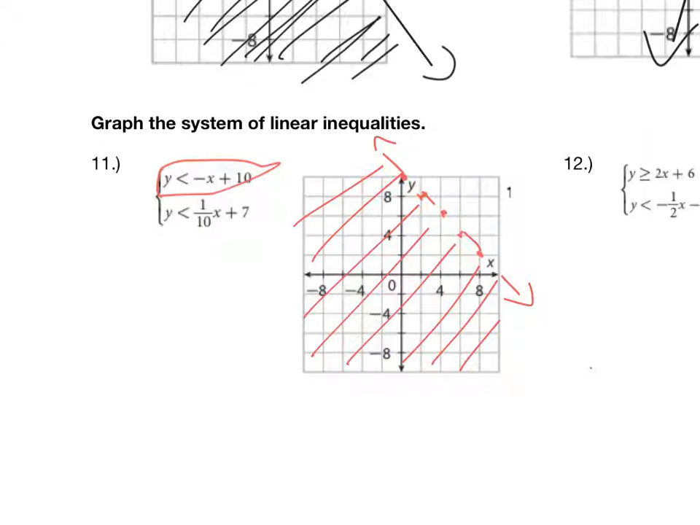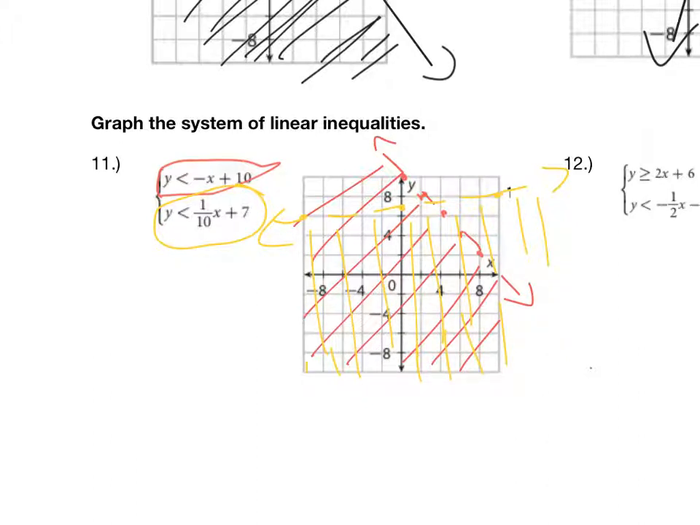Now I'm going to do the bottom one in yellow. So the bottom one, my y-intercept is going to be positive 7, which is right here. And my slope is going to be 1 over 10. So I'm going to rise 1, and then I'm going to go to the right 10 spaces. So I'm really going to be able to only put 2 points here. And I use the dashed line again because it's less than. And then I'm going to shade everything below the line because it's a less than symbol, so that means below.